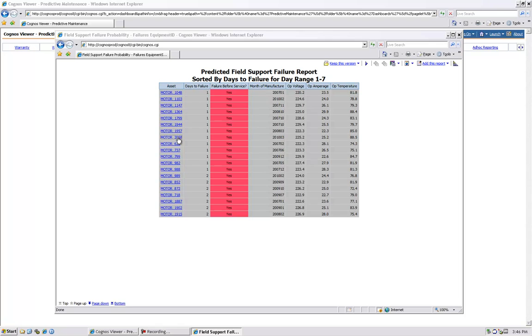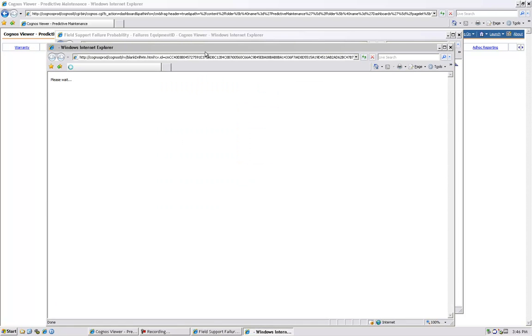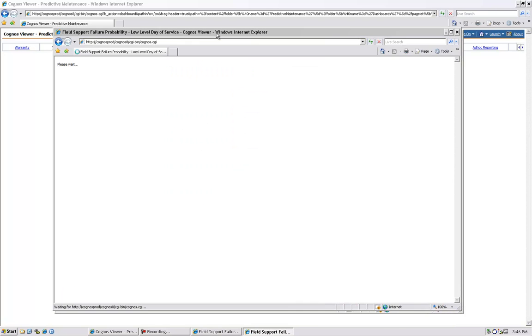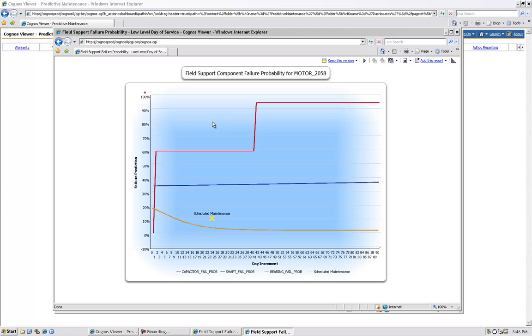So let's look at motor 2058. And motor 2058, we want to look at its reliability over time and look at when it's set up for planned maintenance. So here we have on the horizontal axis, the days in the future, and then we have the failure probability or likelihood on the vertical axis.